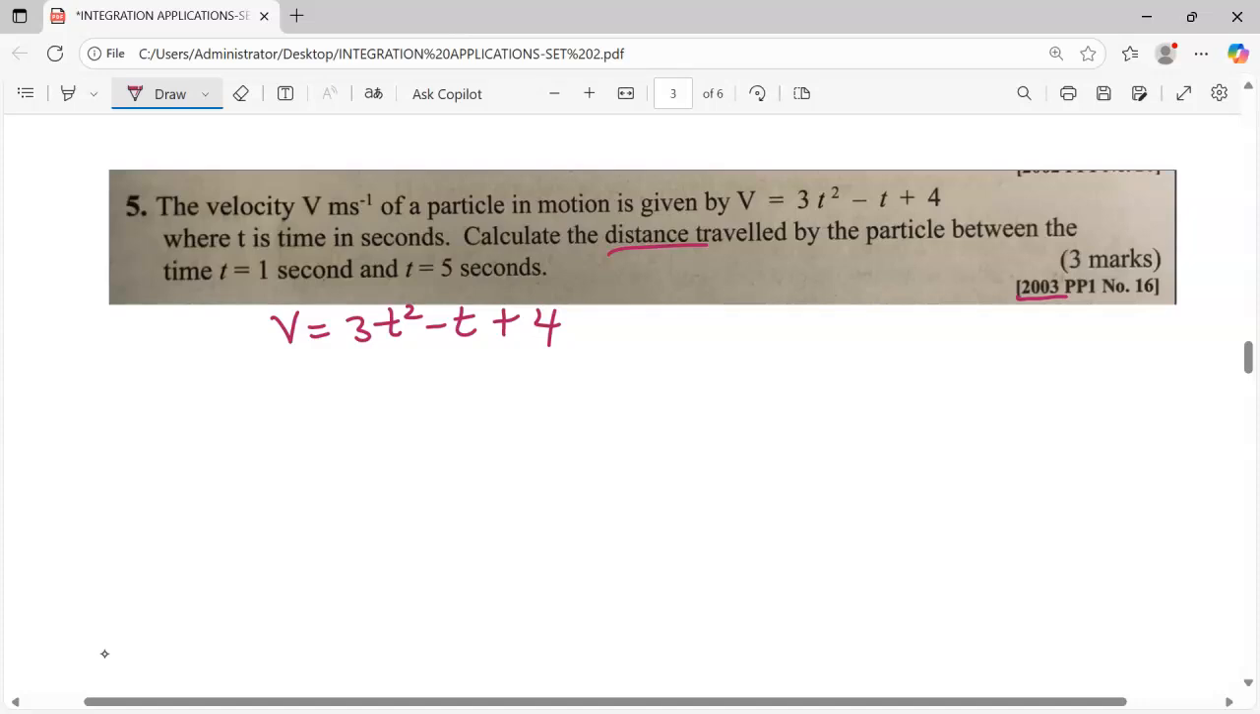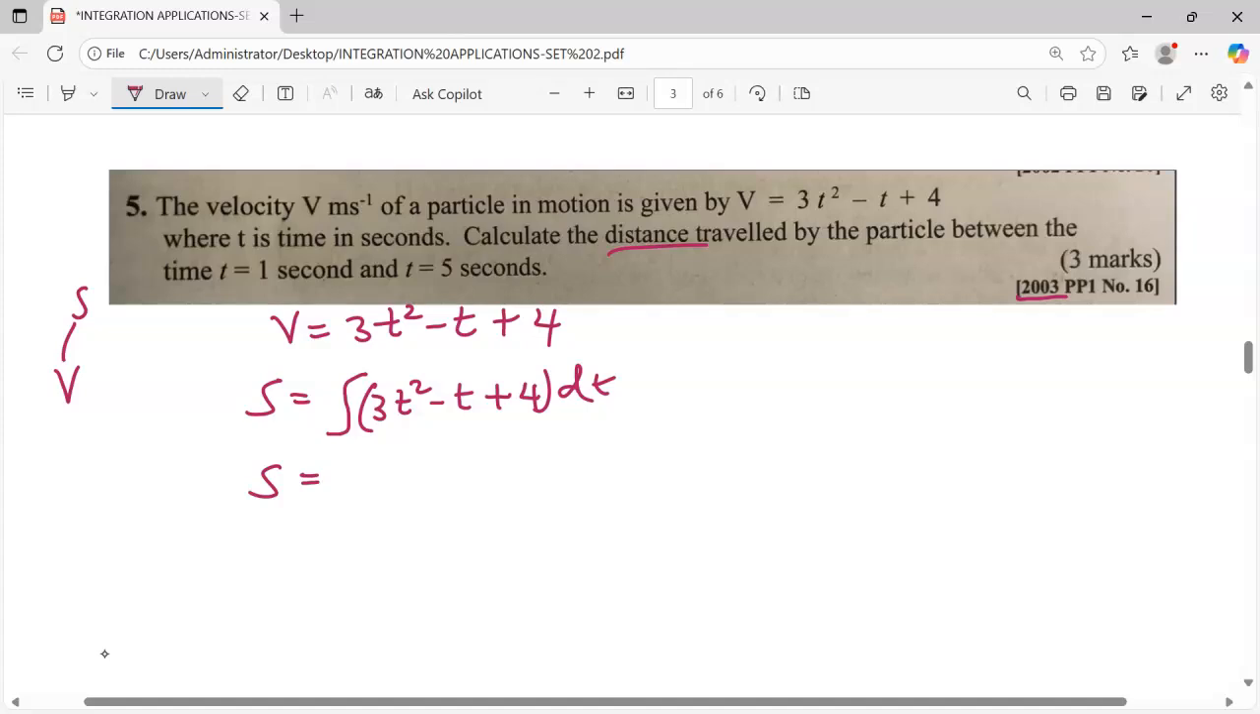We have been given the velocity function and we need displacement, and for us to get displacement we are going to integrate the velocity function, which is 3t squared minus t plus 4. The displacement in this case will be equal to, when we are integrating, we add 1 to the power. Remember, we have power 2. You add 1, it becomes 3. Then you divide by the total new power.